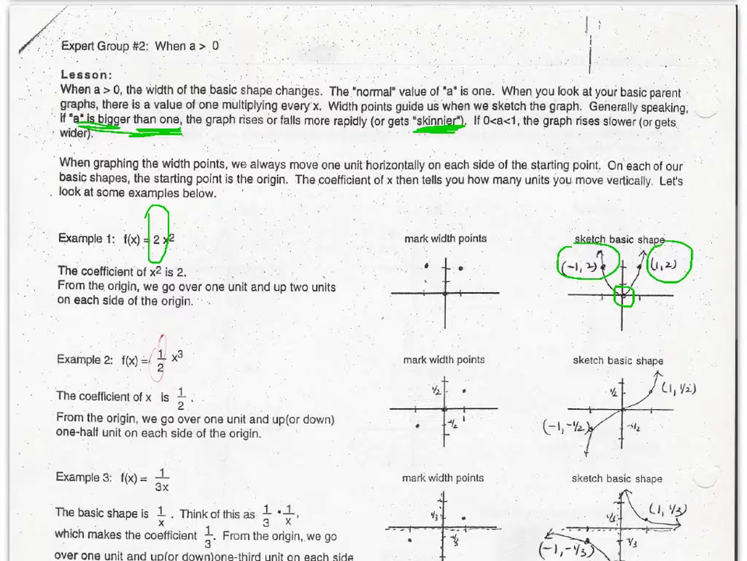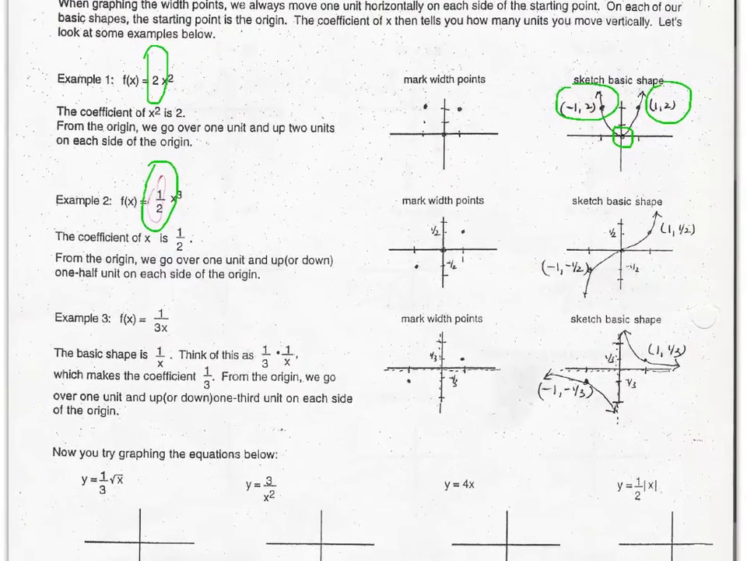Now the other part right here is this. Basically, if A is a fraction that's less than 1, the graph rises slower, so now it's going to get wider. Here's an example right here. You have the 1/2 in front. So now for this, it basically gets wider. You still get this same middle point, but you want to get width points.